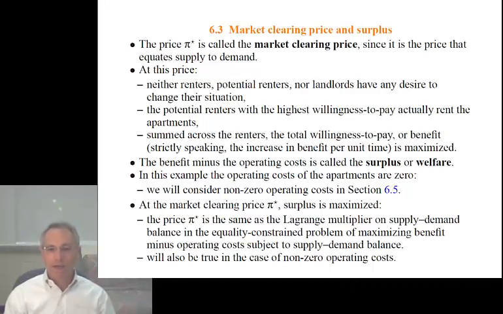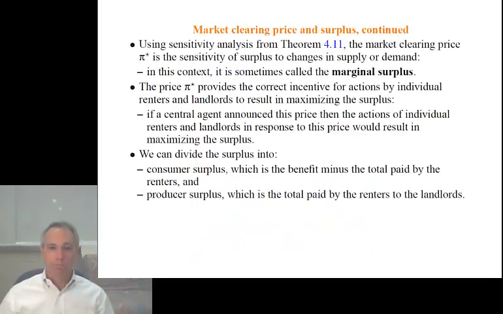And by the way, that price is the same as the Lagrange multiplier on supply-demand balance if we formulated an equality constraint problem of maximizing benefit minus operating costs subject to supply equaling demand. This is also going to be true in the case of non-zero operating costs. Furthermore, if our sensitivity analysis from Theorem 4.11 applies, the market clearing price pi star is the sensitivity of surplus to changes in supply or demand. And in this context, it's sometimes called the marginal surplus.